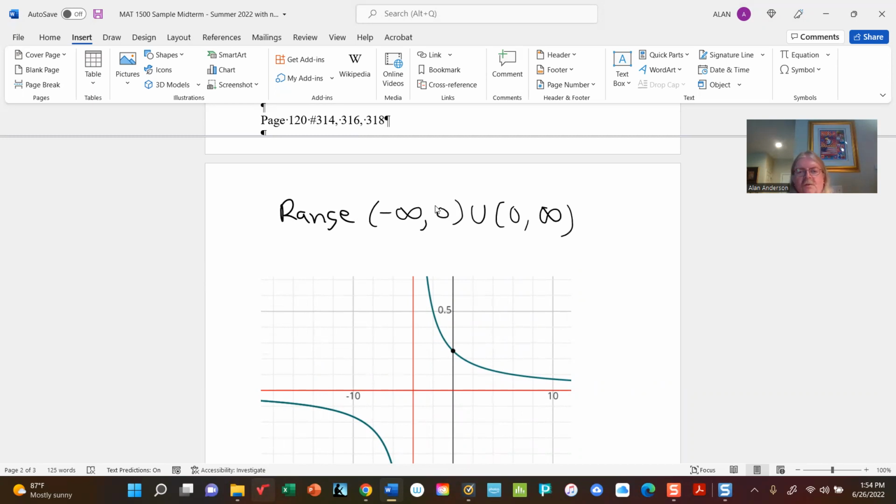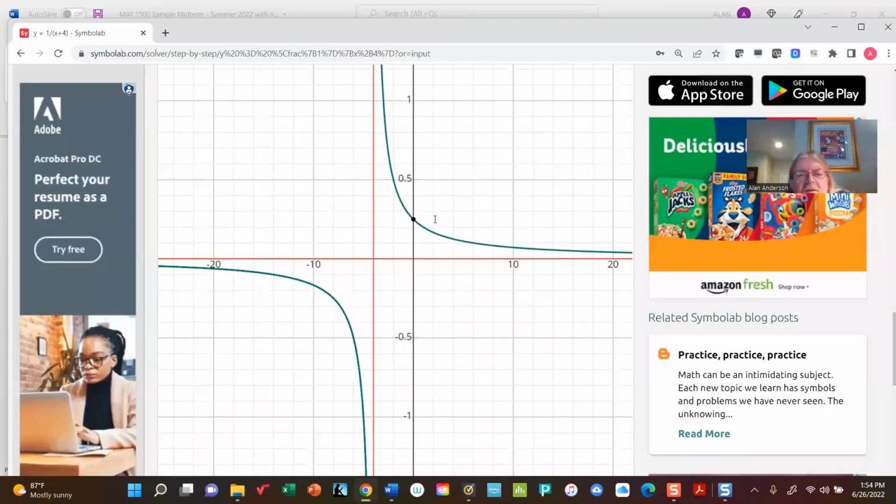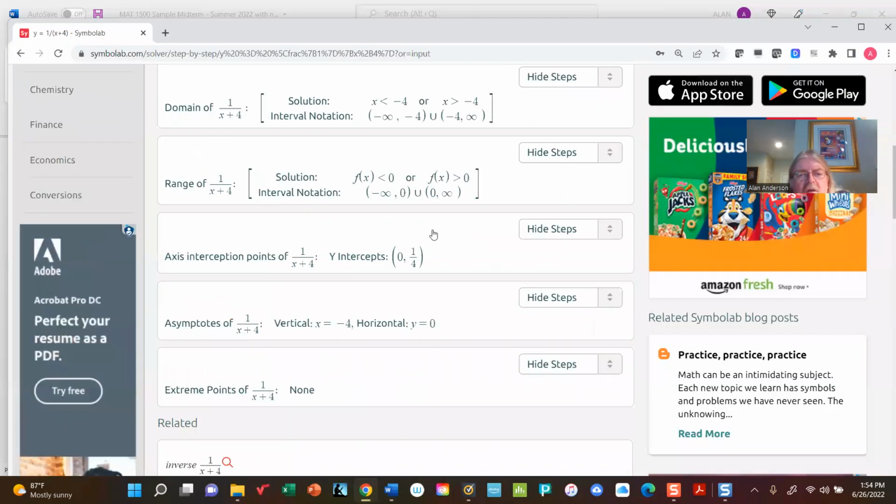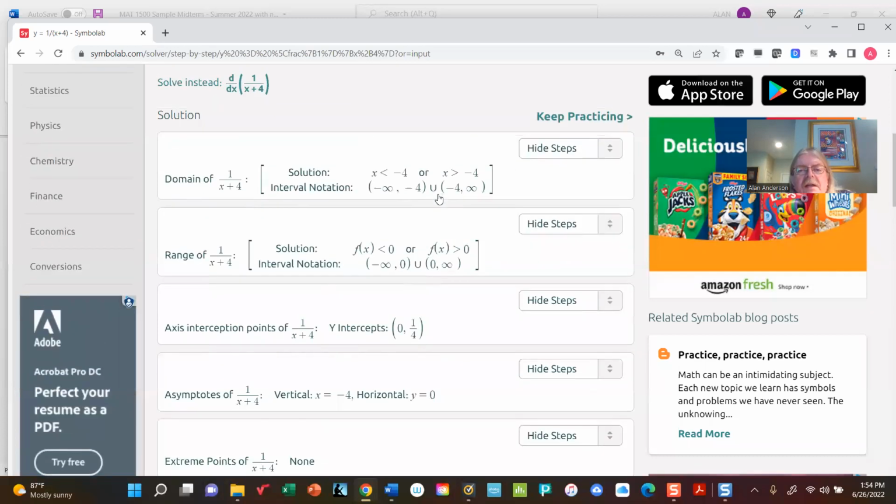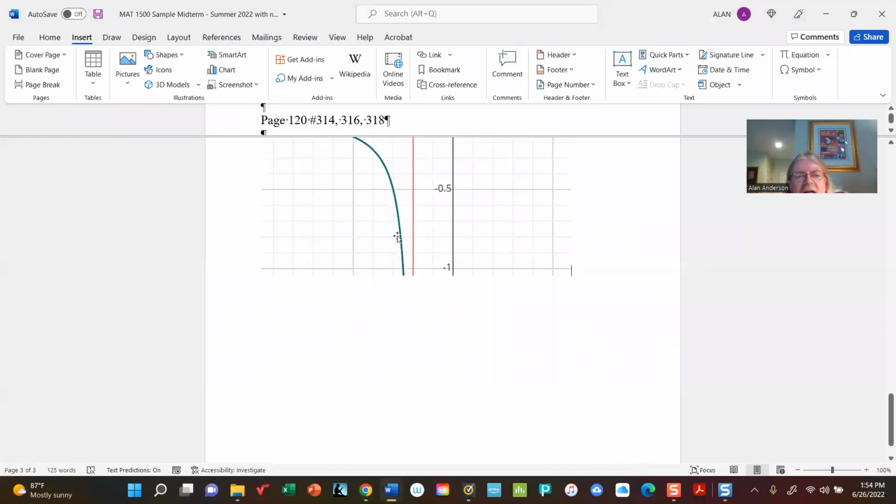Now, Symbolab can do this for us too. It tends to use different notation. Oh no, they use both. Okay, so they agree with us. They're just basically saying that x can be anything but -4, and y can be anything but 0. Okay, that's that.